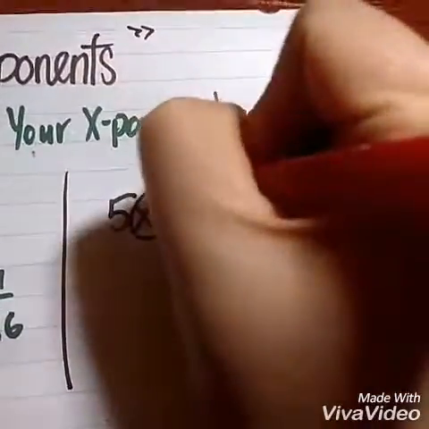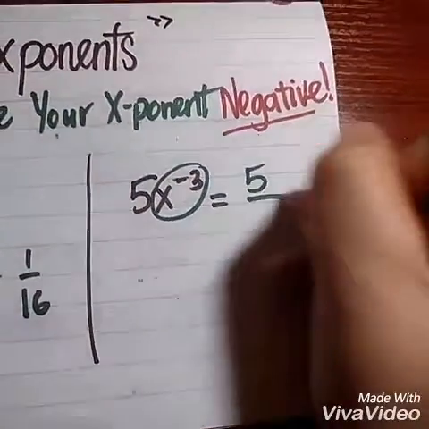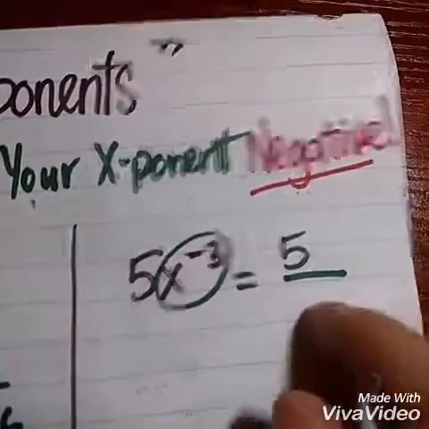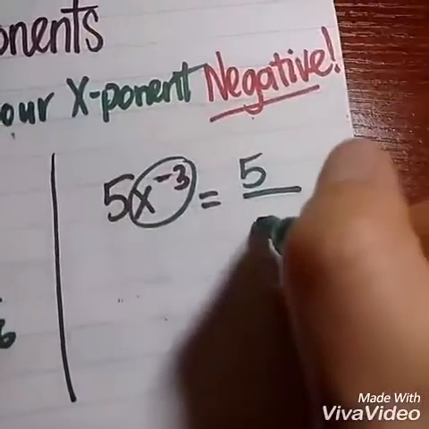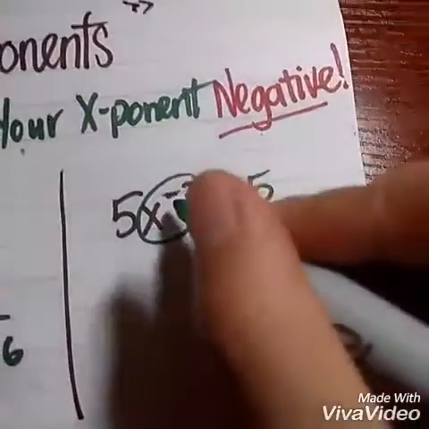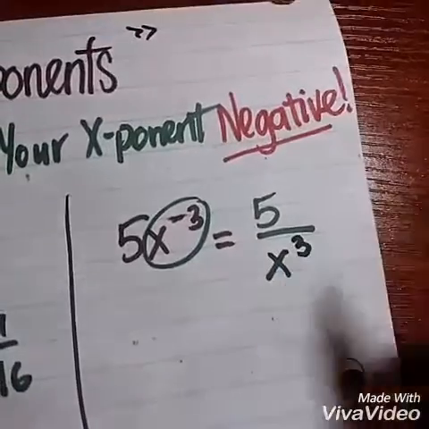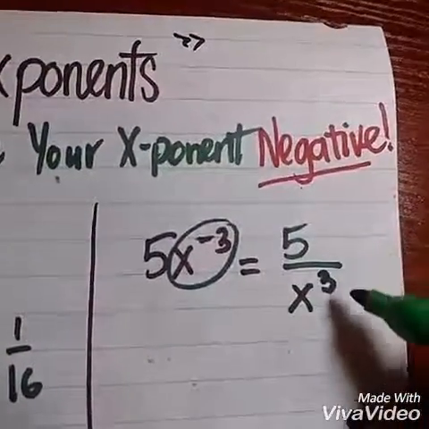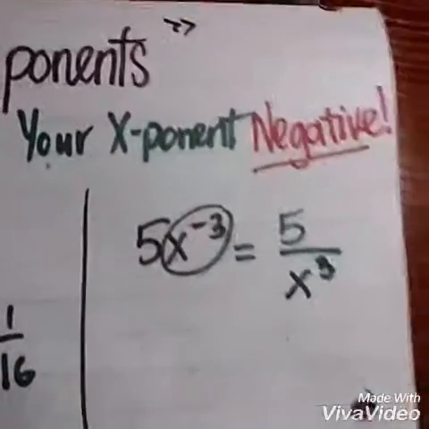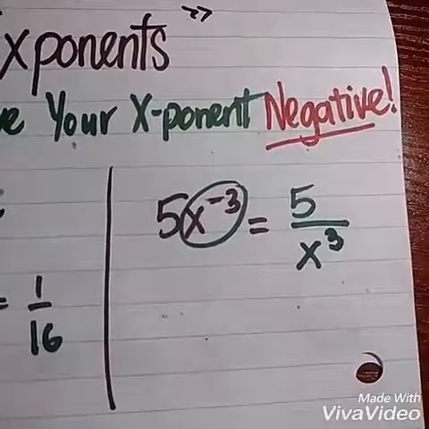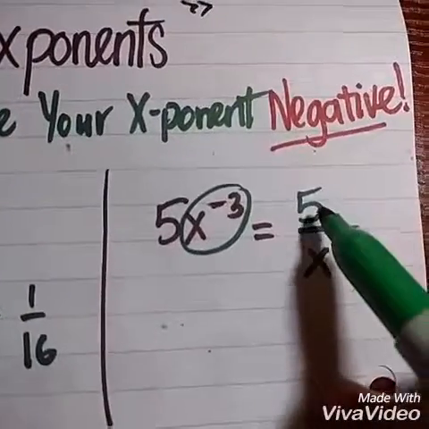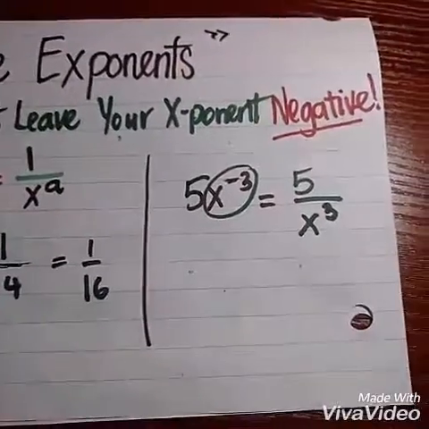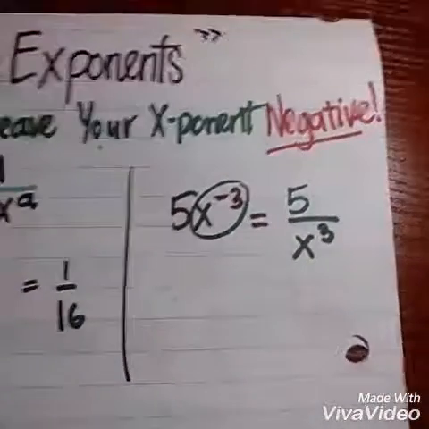This is my river, right? The fraction bar is like the river. You move it from the top to the other side, which is the bottom, right here. And it's no longer on fire, which means you're going to change it into positive 3. Okay, everybody happy? Oh yes, I have all my negatives gone, and my final answer is 5 over x to the positive 3. Everybody still with me? Okay.